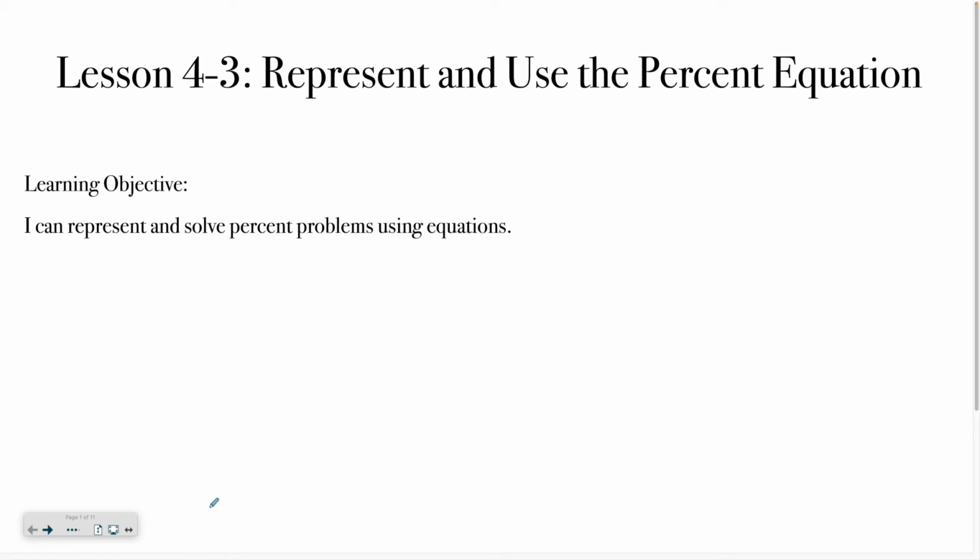Hello class, welcome to Pre-Algebra Lesson 4.3, which is all about representing and using the percent equation. By the end of this lesson, you should be able to represent and solve percent problems using equations.